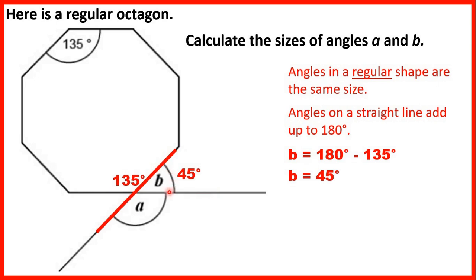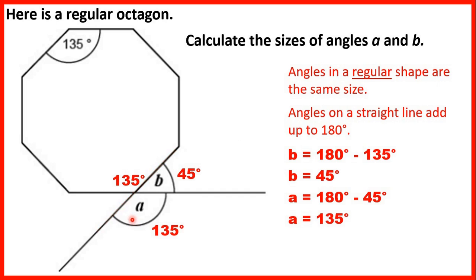Now we know that one of the angles on the straight line is 45, so to calculate angle A, we can subtract the angle that we have, so subtract 45 from 180, because angles on a straight line add up to 180 degrees. And this is still a straight line, even though it's not horizontal. So angle A is 135 degrees.